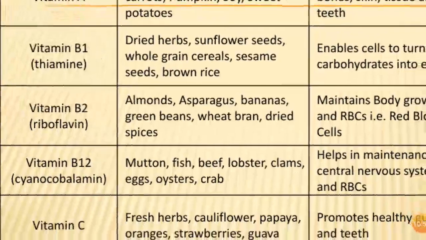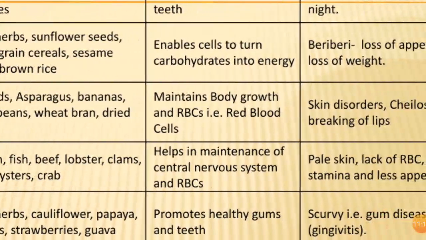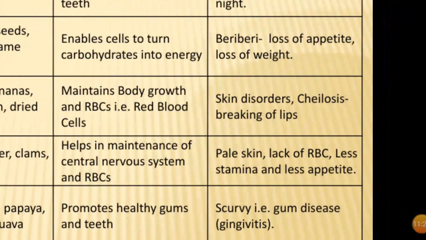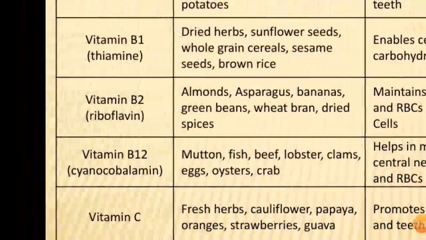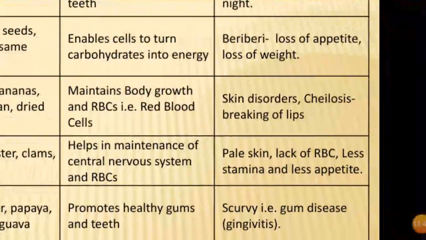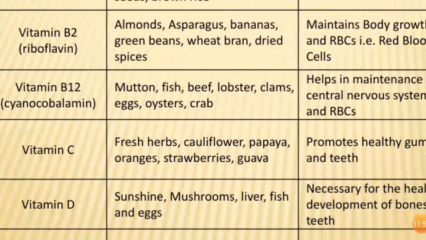So let's see next, vitamin B2. Sources: almonds, asparagus, bananas, green beans, wheat bran, dried spices. Function: maintains body growth and RBCs, that is red blood cells. Deficiency disease: skin disorders and keloids. What does keloids mean? Breaking of lips. Read about vitamin B2 sources. Function. Deficiency disease. All these are for our information.